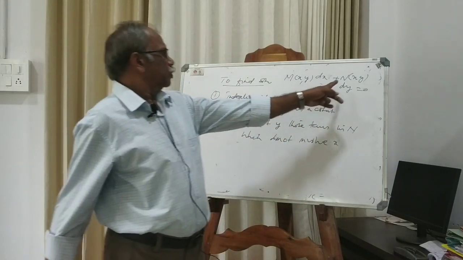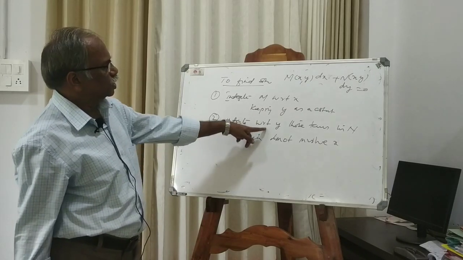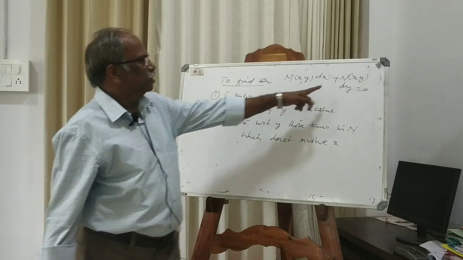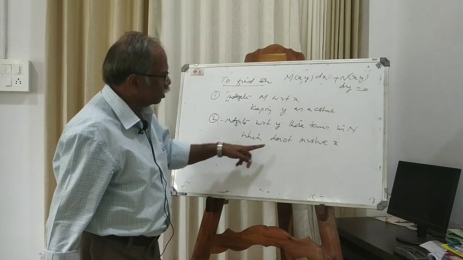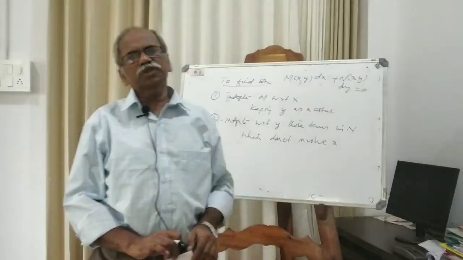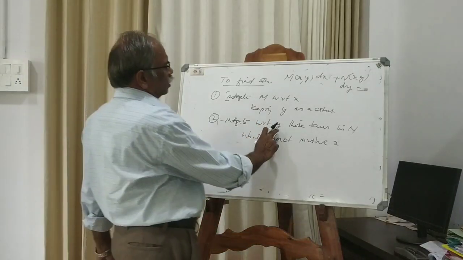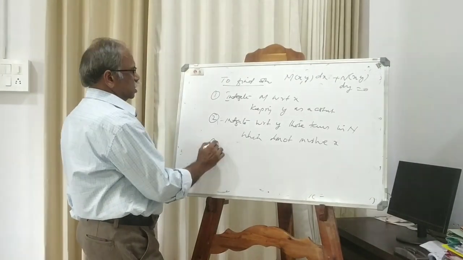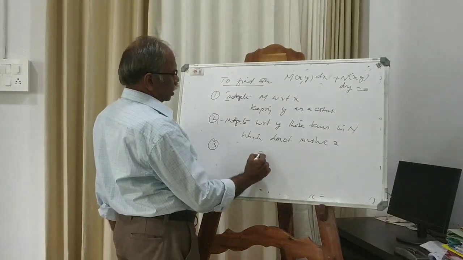Integrate those terms in n with respect to y which do not involve x. We have to find those particular terms which do not involve x and integrate them with respect to y. Then the last step: find the sum of these two steps and equate this to a constant.